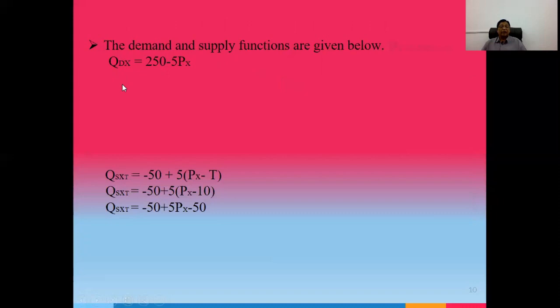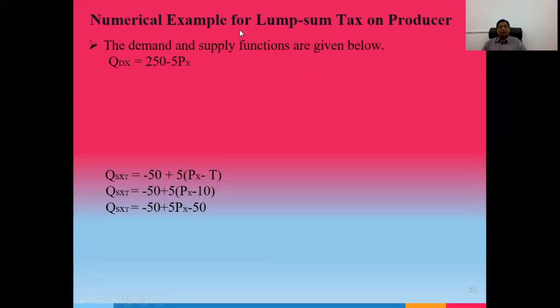Then I would like to discuss a numerical example for lump sum tax on producers. Now I would like to explain lump sum tax with demand and supply equations. The demand equation: QDX equals 250 minus 5Px. Then the supply equation: QSX equals minus 50 plus 5Px.